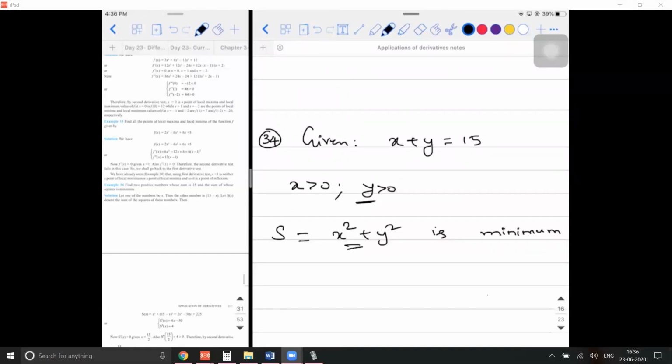But what should I do with this? This is where the tricky part starts. Will I be able to differentiate this? Suppose I'm differentiating, s dash is equal to, I'm writing it as 2x plus 2y into y dash. Is this right?